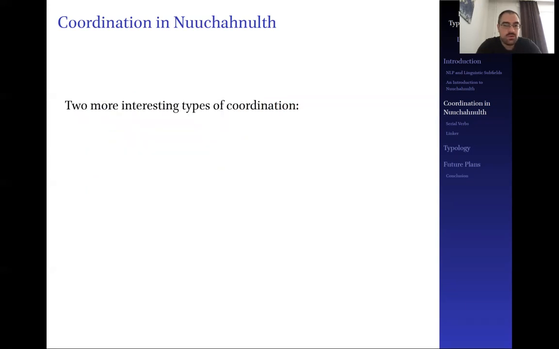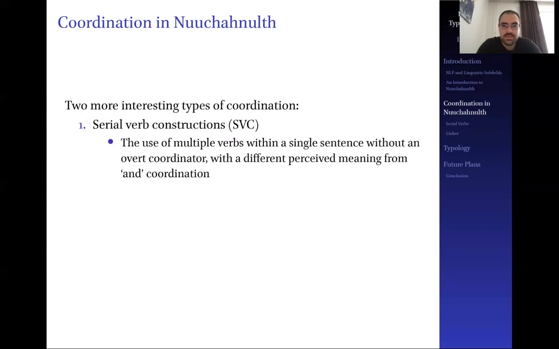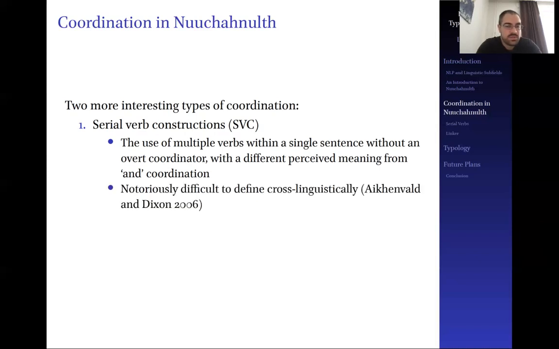But there are two more interesting types of coordination in Nuuchahnulth. The first is something called serial verb constructions. This is the use of multiple verbs within a single sentence and without the use of an overt coordinator, like an and or an or. And it has a perceived different meaning from and coordination. It is notoriously difficult to define what counts as a serial verb construction, or SVC, cross-linguistically.